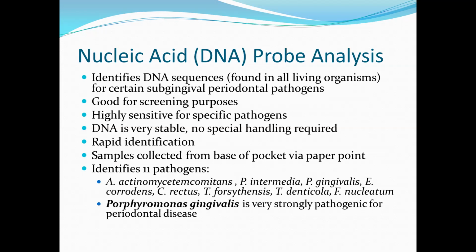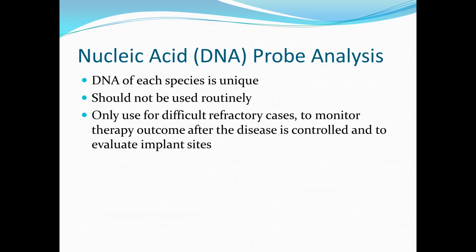With it being the big guns, the P. gingivalis, which is very strongly associated with all periodontal disease, but we also have the AA and the P. intermedia and the other things, the T. denticola, that are associated with more of the advanced periodontal disease. So the DNA of each species is unique. It's expensive. We don't use it routinely, but it is used for, again, the patients that aren't responding. Some periodontists or oral surgeons recommend doing this prior to implant placement as well.